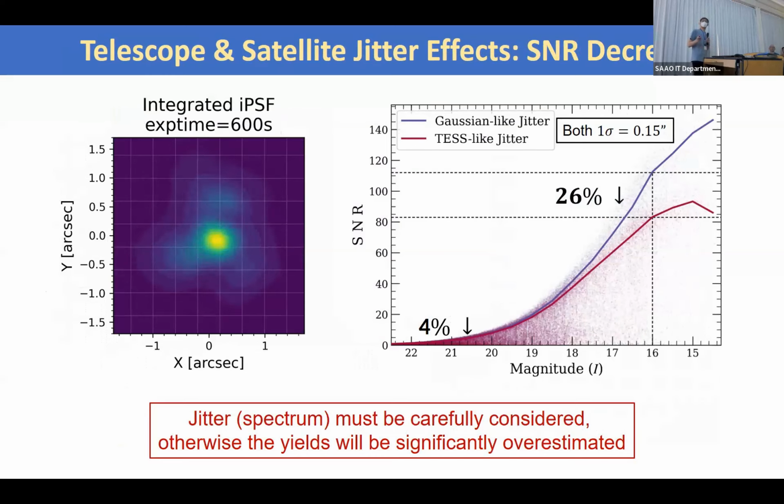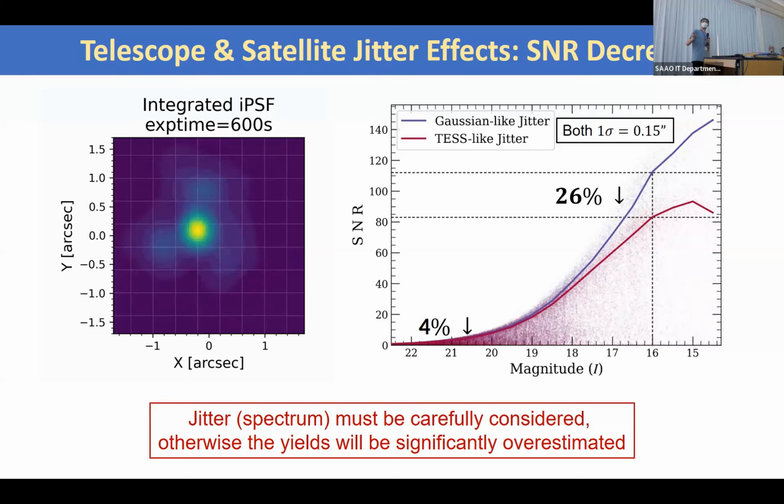So this is showing the signal to noise ratio curve of a Gaussian-like jitter and a TESS-like jitter. I have to say that in both cases, the 1 sigma level of these two different jitter scenarios is the same, 0.15 arcsecond, but you can see the signal to noise ratio is quite different.